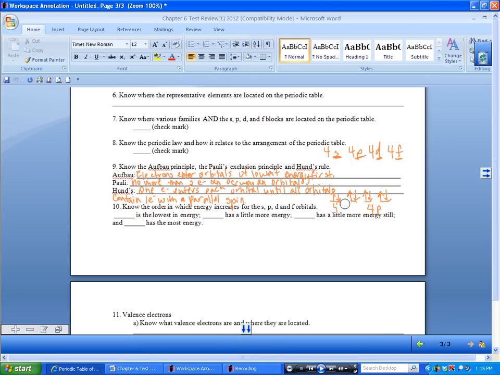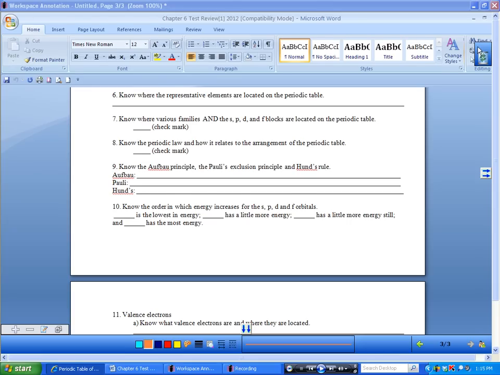So let me clarify that. When I was filling my 4p, I know it can hold 6 electrons, but first I have to put 1 in each orbital. They all have parallel spins. That's Hund's rule. That's what it tells me to do. And then I can go back and start filling it with the other 3. Okay? All right, you can pause it if you need to. I'm going to clear it and move on.